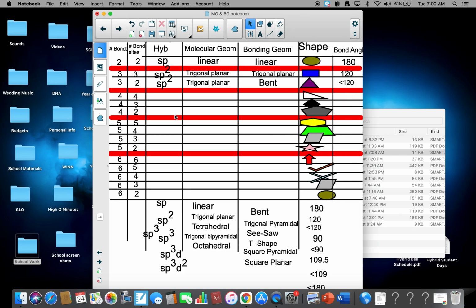Now, we'll do the rest of these in class. If you want to try to work through it and see what you come up with, or you remember, that's great. You will not be allowed to have these for the test. You have to know them, except for the bond angles. That's not a big deal. As far as the shape, you will need to know those.